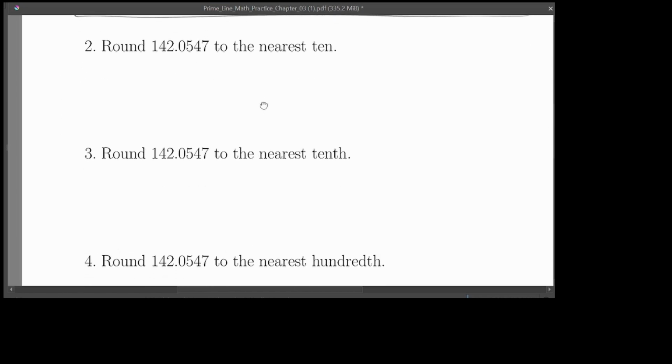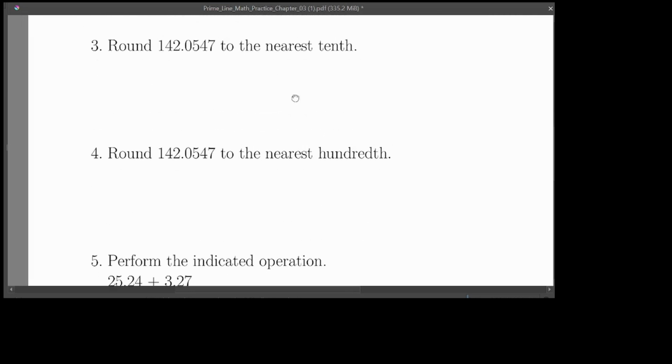Problem number 2 asks us to round to the nearest 10. So we are going to round this value, and we're going to look here, and this is what we want to look at. Is it above 5 or below 5? Since it's below 5, we're going to drop this and round it down, and we'll keep the 1 for 0.0000, and we drop those 4 out.